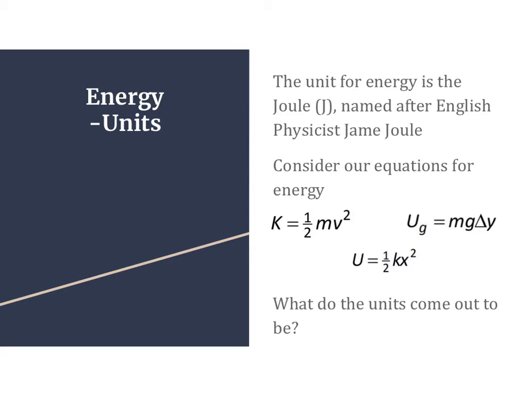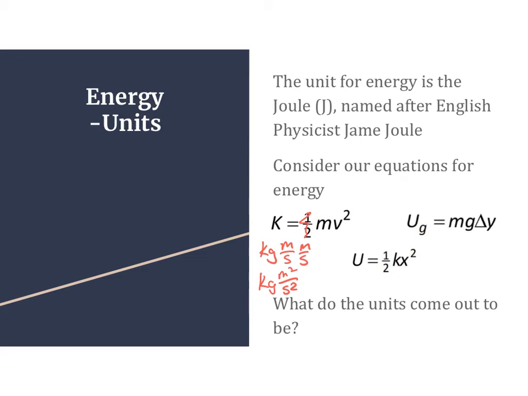Now, if we talk about our units for energy for a moment, we have our three equations that we already provided. Kinetic energy is 1/2 mv squared. Gravitational potential is mg delta h. And elastic potential is 1/2 kx squared. Let's take a look at our units for each of these. So for kinetic energy, the 1/2 doesn't matter. Mass is kilograms. We have meters per second times meters per second. So that gives us kilograms meters squared over seconds squared.